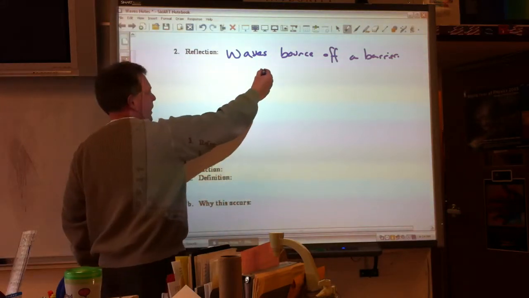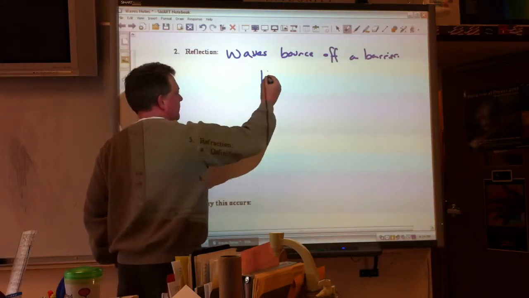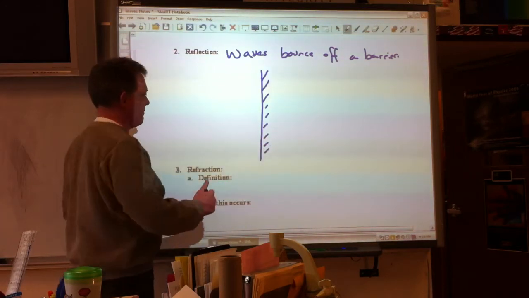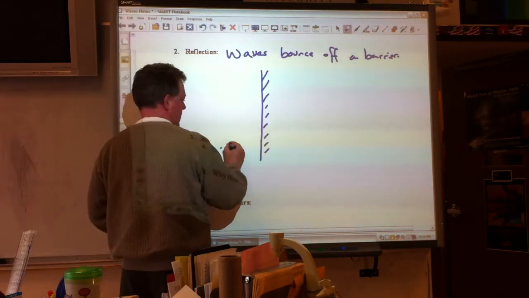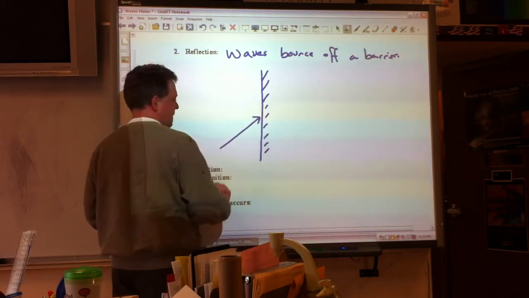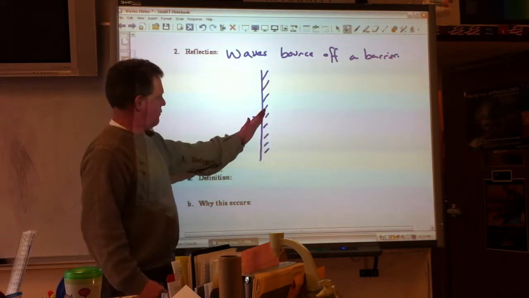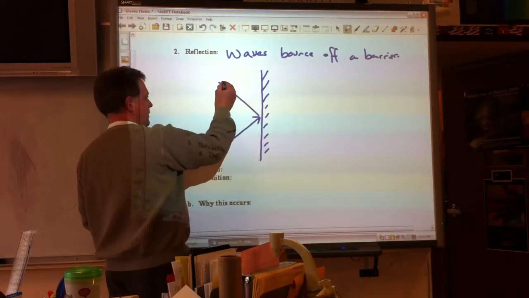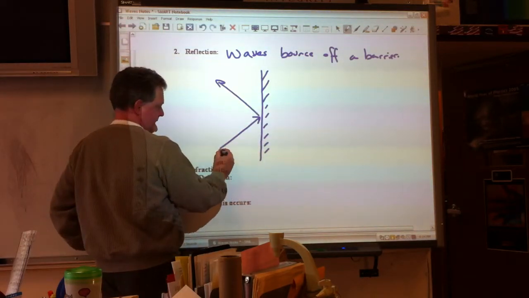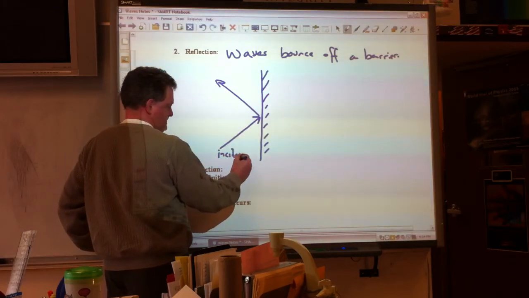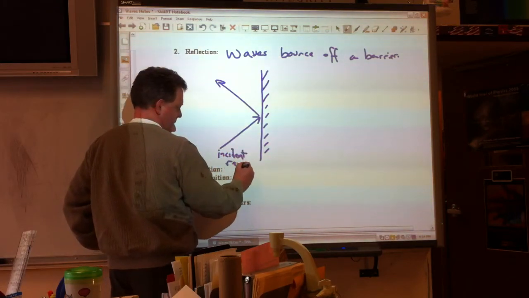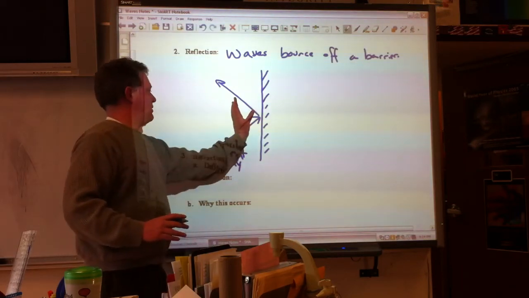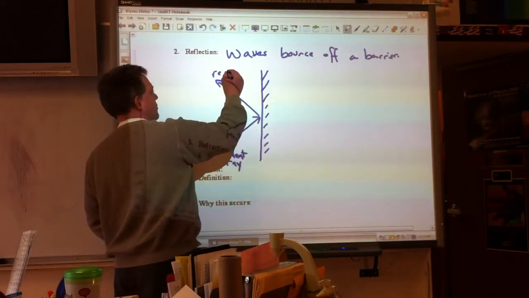Okay, so I'm going to draw a barrier here. Could be a mirror, table, whatever. And I'm going to have a wave approaching it this way. It's going to hit the surface, and when it hits that surface, it's going to bounce back off this way. I'm going to label this the incident ray. Incident means the ray of light or of the wave that's coming into the surface. I'm going to call this the reflected ray.